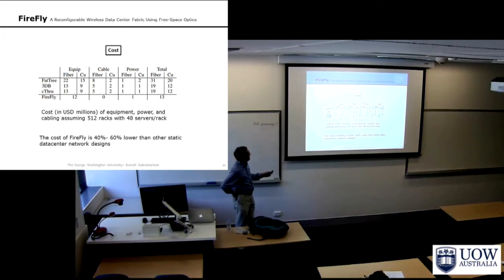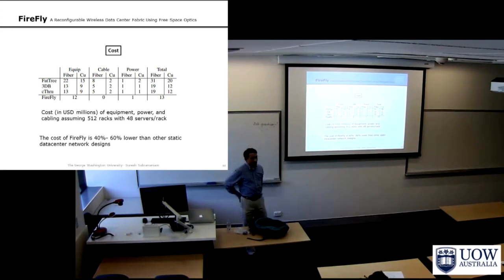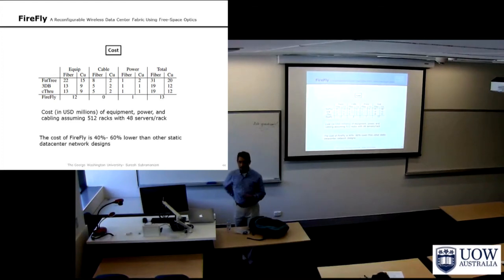So this is fiber and copper. All of the other architectures have some fiber and copper. And with Firefly, there's no fiber or copper here. It's free space optics, so the cable complexity is 0, as you see here. And the power is also pretty low. Okay. So this is a very intriguing architecture that gets rid of cables.